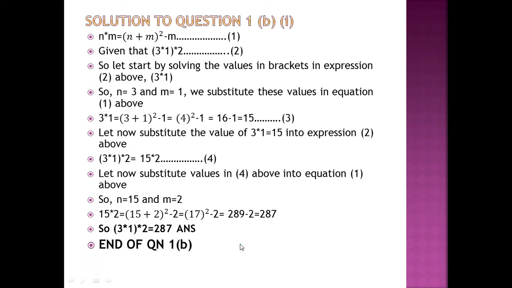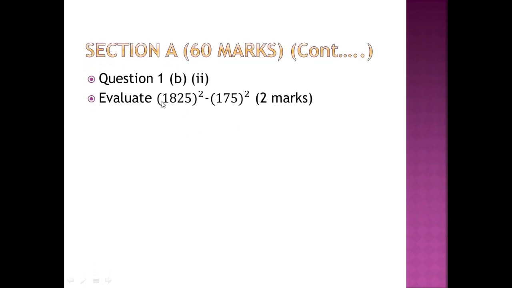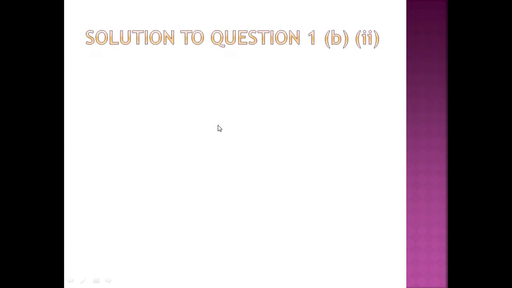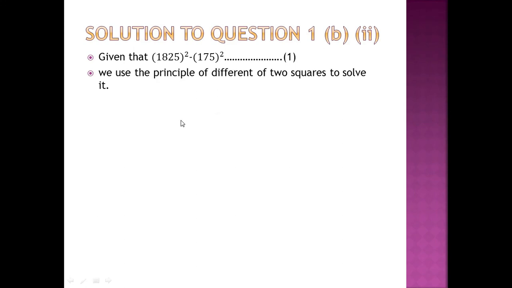Let's jump quickly into question 1b Roman 2. Evaluate 1825 squared minus 175 squared, and the question has 2 marks in an exam. Given that expression, we need to use the principle of difference of two squares to solve it easily. If you start multiplying directly, you can go a very long way to solve it. So you need to use the very simple difference of two squares in order to solve it.